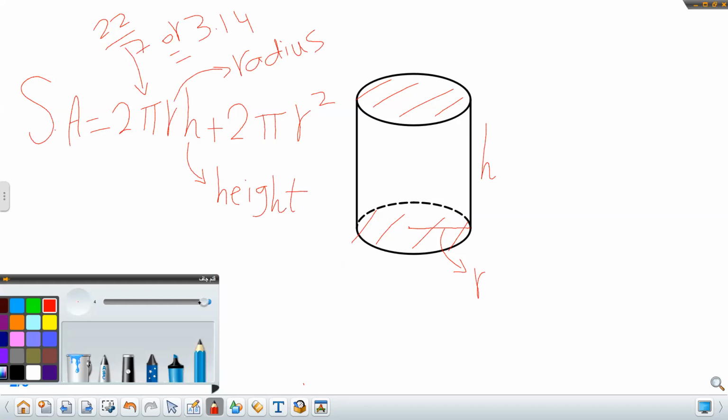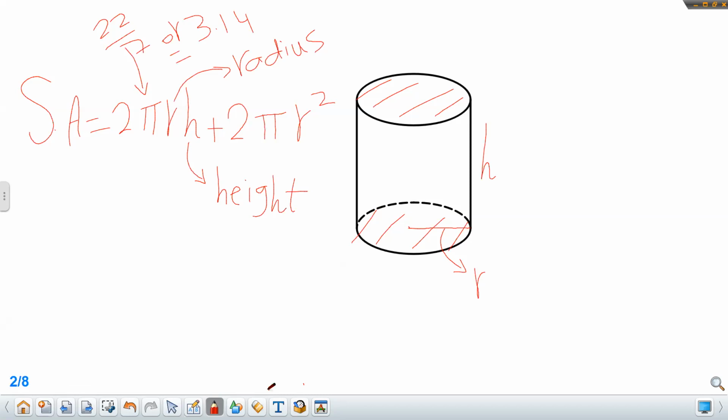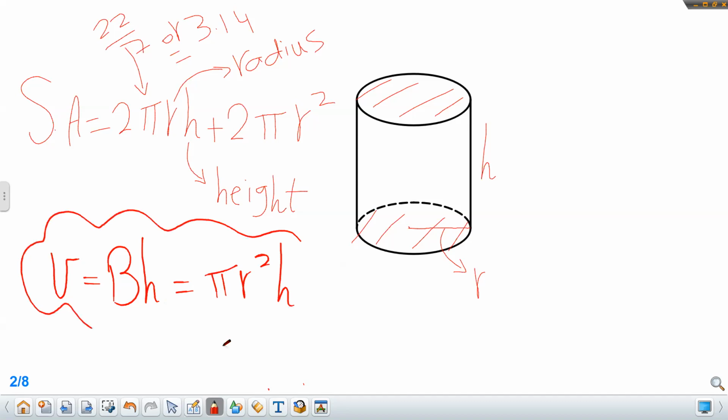But what about the new rule today, inshallah, which is volume? Volume of the cylinder here is base area times height. And you know well what the base area is: the area of the circle. The base area of the circle is pi r square. So the volume has another form, pi r square height. Finally, we can say volume equals base area times height or pi r square height.